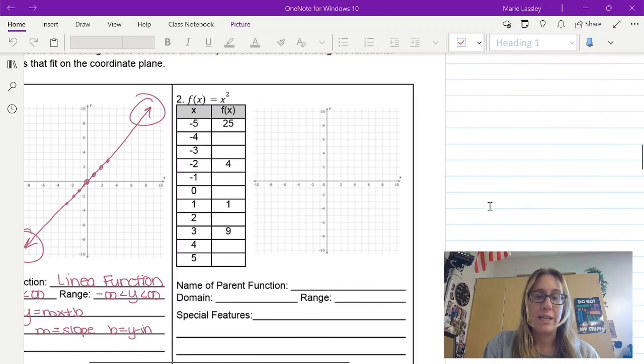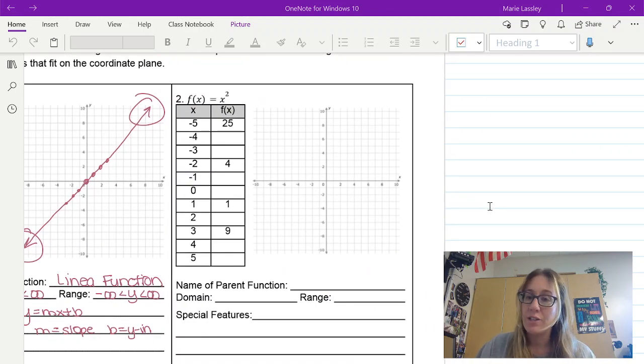All right, scrolling this way, so x squared, this is your squaring function. It's called the quadratic function. We'll fill that in a sec, but let's go ahead and fill in our table. What we're going to do is square all of our x values, and just remember, when you square a negative, it does become positive, because -4 times -4 is going to be +16. So we've got 16, 9, 4, 1, 0, 1, 4, 9, 16, and 25.